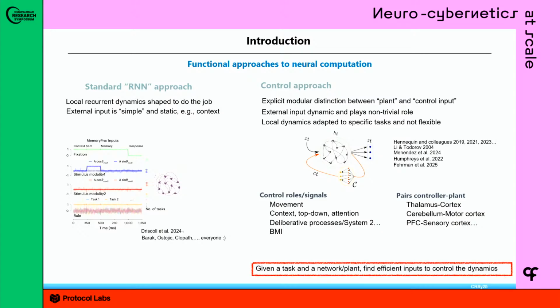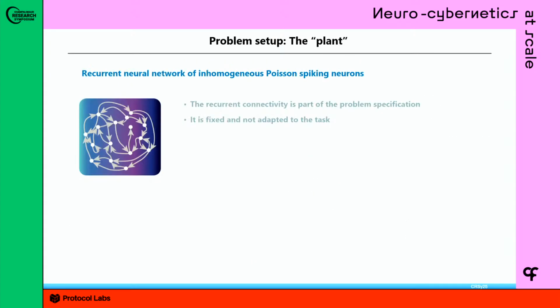So our goal is going to be, given a task and a network plant to control, find the efficient inputs to control its dynamics. And we want this to be born from spikes, and also we want a mathematically transparent framework. So the way we set up the problem is that we have an RNN of homogeneous Poisson spiking neurons, and as I already mentioned, the connectivity is fixed. And what we want is to shape the dynamics of this network through external control signals such that it performs a certain function.